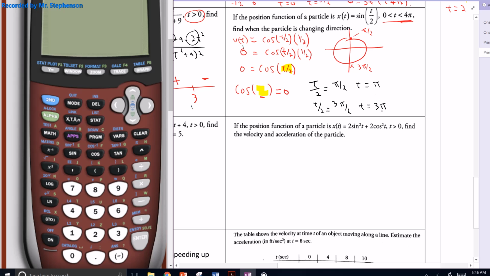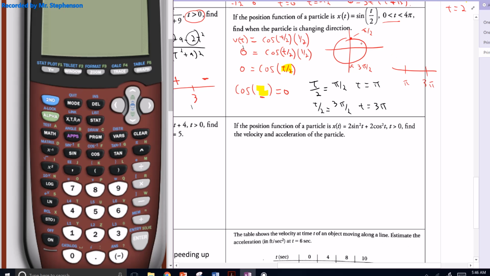And you can see you can stop there, because if I went another revolution, I'd be at 5 pi, which is past this 4 pi, which they set a bound on, right? So when t equals pi and 3 pi, I should check, right, that here's pi, here's 3 pi. If I plug in a number less than pi, let's say pi over 4, what will I get? Will it be positive or negative?